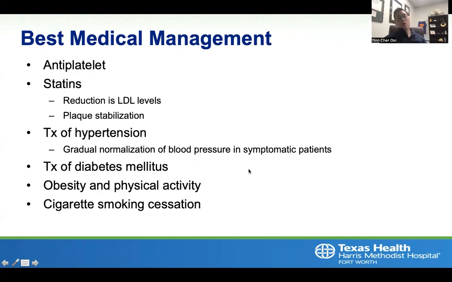It's important to note that all patients with known carotid artery disease should undergo best medical management, and that typically involves an antiplatelet along with statins, as well as treatment of modifiable risk factors. Of note, in an acutely symptomatic patient, treatment of hypertension should be done gradually to avoid further aggravating and causing hypotensive strokes.